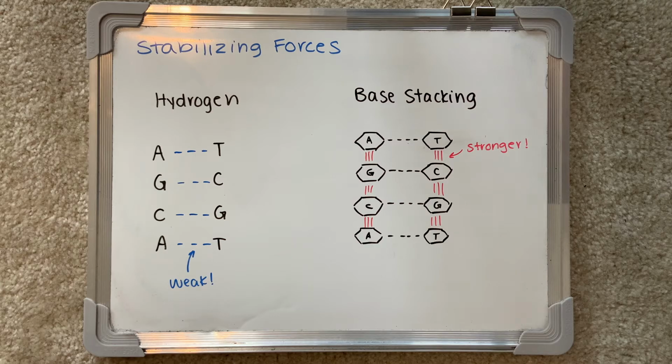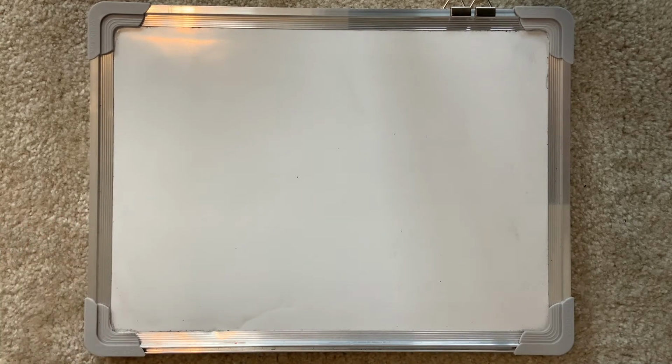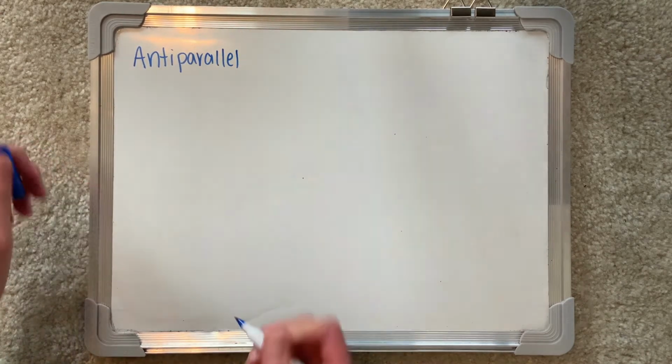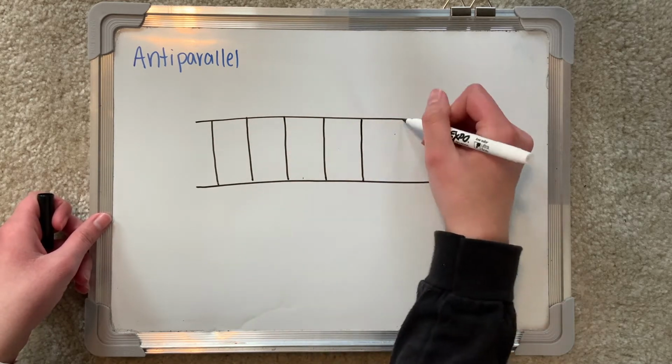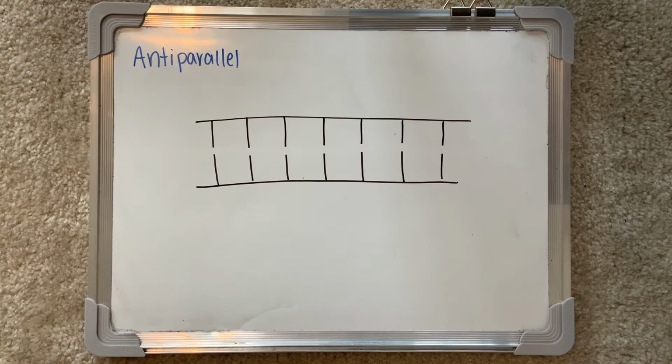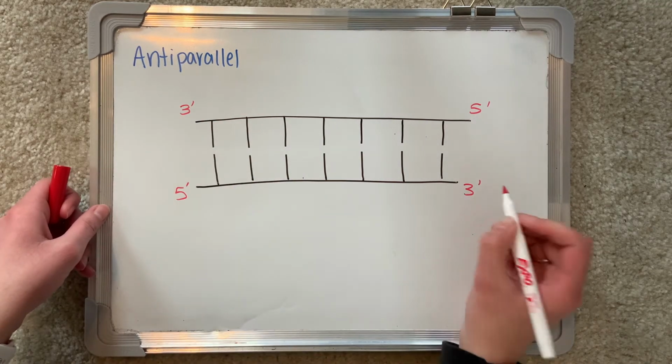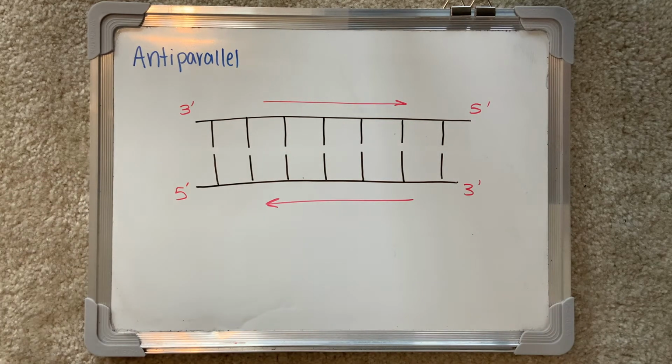A key aspect of DNA is the direction of the strands. Each strand has a 3' end and a 5' end, and this is determined by the direction in which the nucleotides are connected. One strand is oriented in the 3 to 5 direction, while the other is in the 5 to 3 direction, and this means that they are anti-parallel.